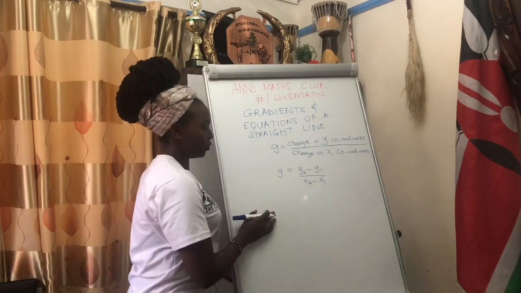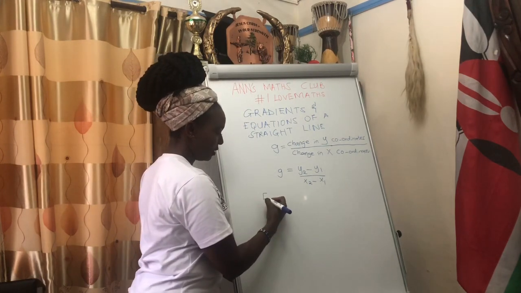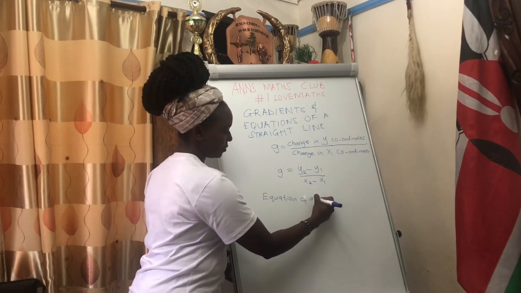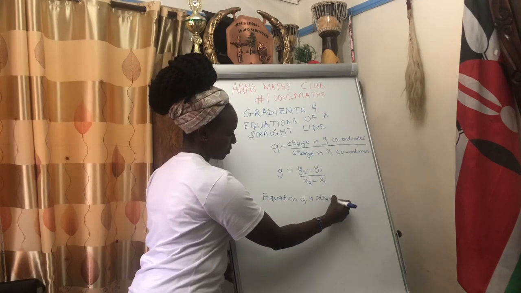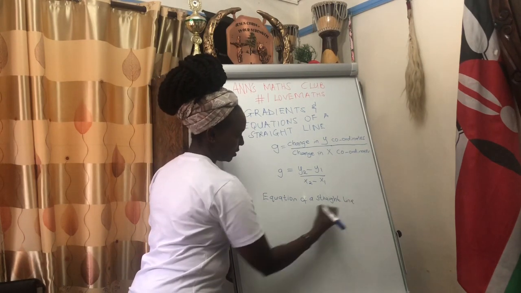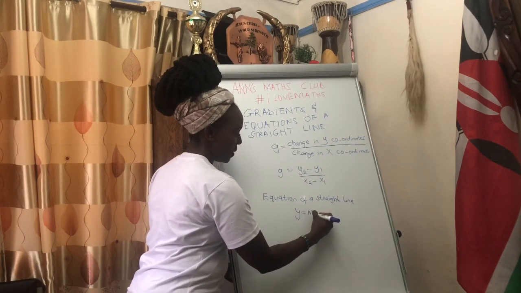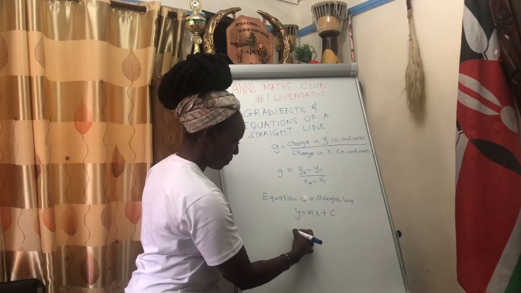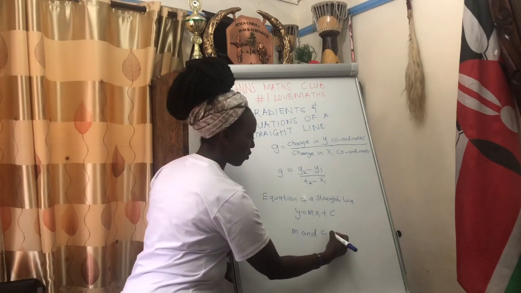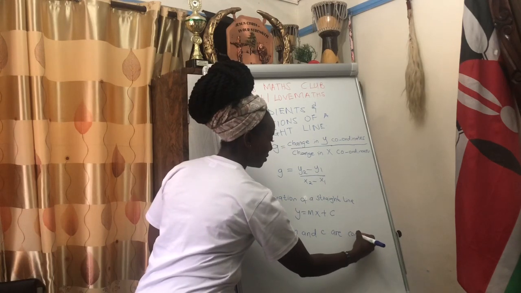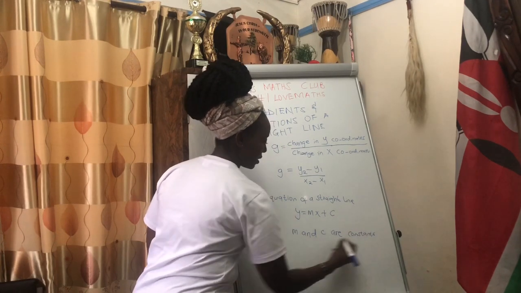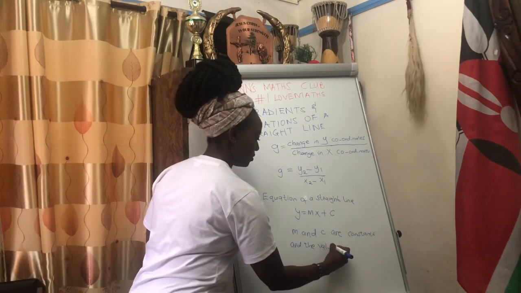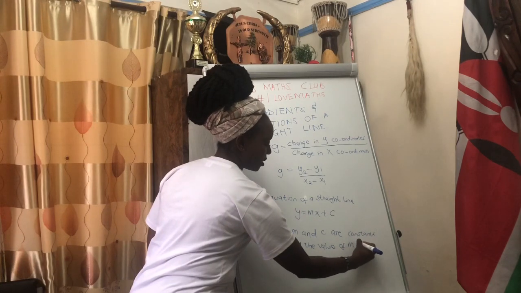After that, you need to know that the equation of a straight line is y equals mx plus c, where m and c are constants and the value of m is the gradient.